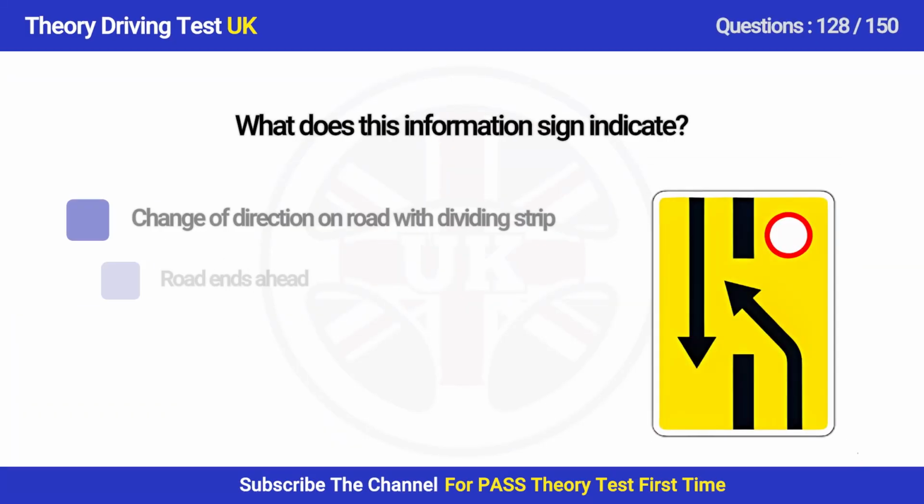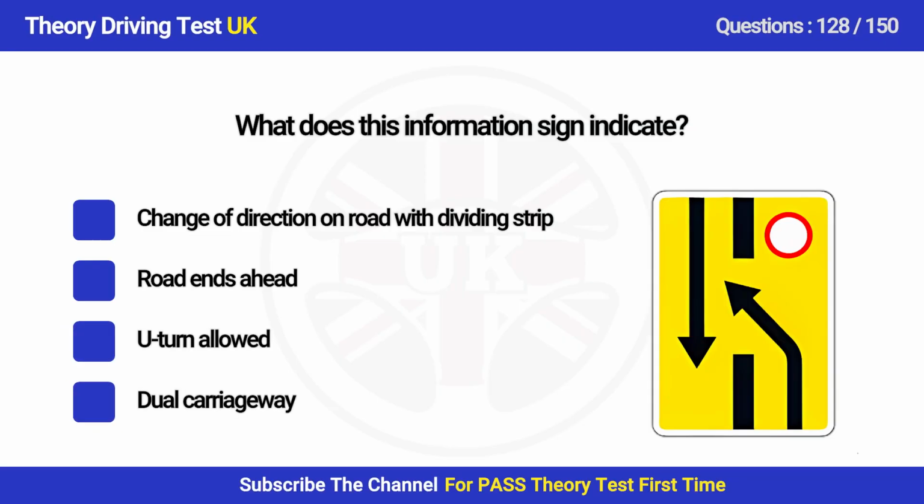Question 128. What does this information sign indicate? A. Change of direction on road with dividing strip. B. Road ends ahead. C. U-turn allowed. D. Dual carriageway.